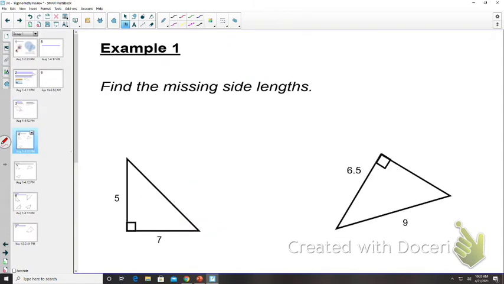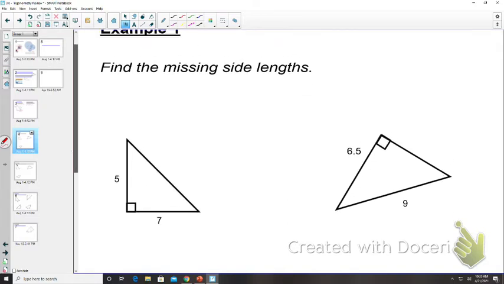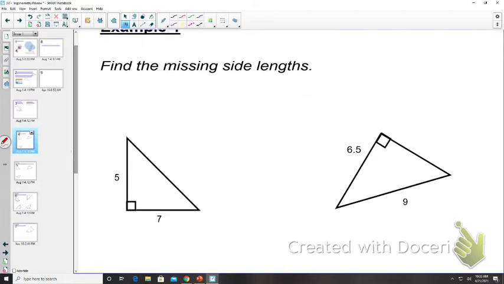Okay, so let's find the missing side lengths. So just the side lengths we're concerned about. What are we going to use here? What theorem? Tangent? No, okay, because we're just looking for side lengths, right? A squared plus B squared. Yeah, we want to use the Pythagorean theorem here. So a squared plus b squared is equal to c squared.